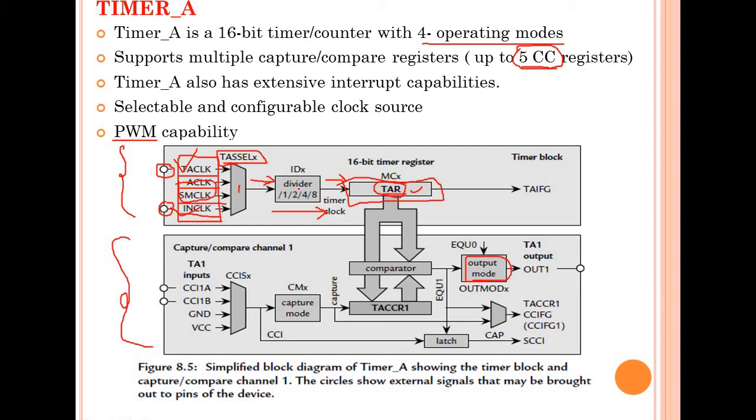Scaling your frequency means you can reduce your frequency. By reducing your frequency, you can increase your time period. So here you can generate more time periods or more delays with the help of the divider values. The divider values may be 1, 2, 4 or 8. You can pass the signal directly, or you can divide by 2, divide by 4 or divide by 8.